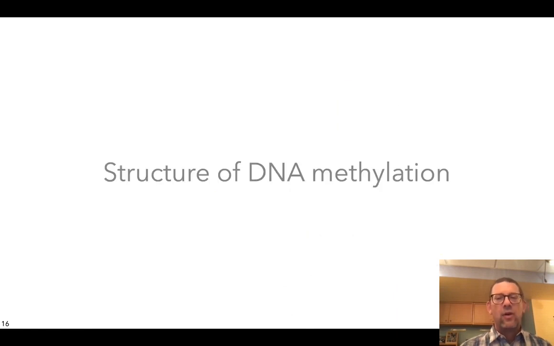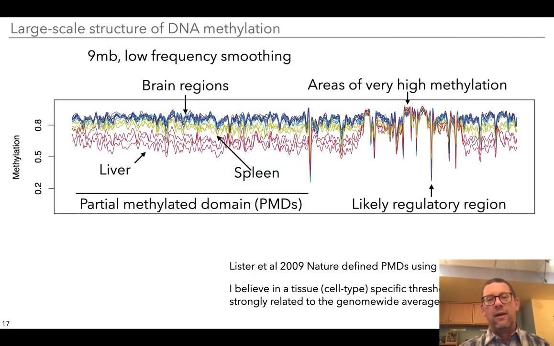So let's talk a little bit about the structure of DNA methylation, because it's pretty important to know what things look like when we study them. Here I've taken samples from liver, spleen, and brain regions. It's the same individuals who contribute different samples here. I have smoothed my methylation data with a very large window size. So the lines depicted on this plot do not represent the methylation level in individual CpGs. Rather, they represent the methylation level of bigger regions. What we have depicted here is a 9 megabase region across the genome.